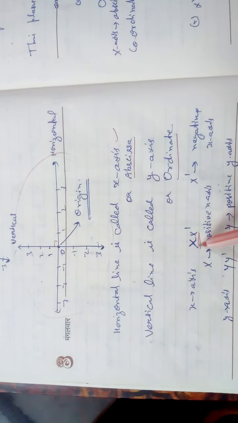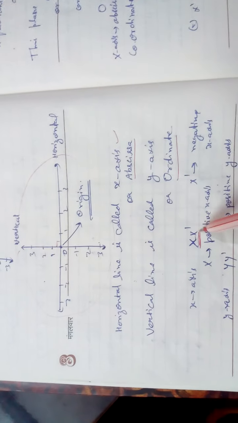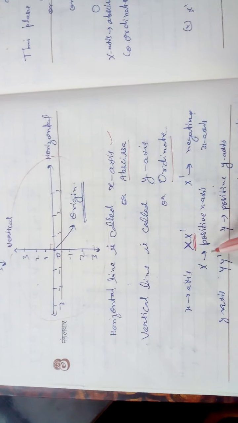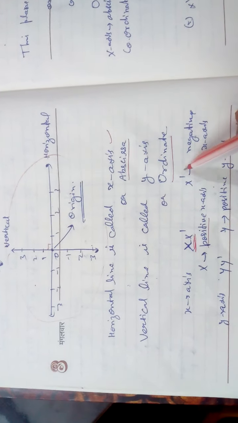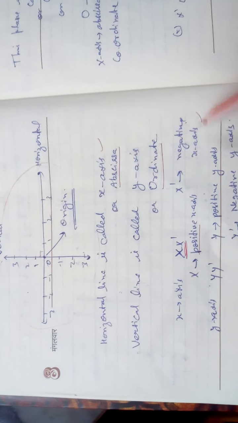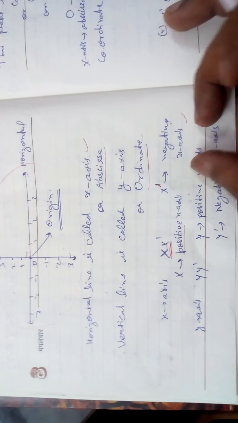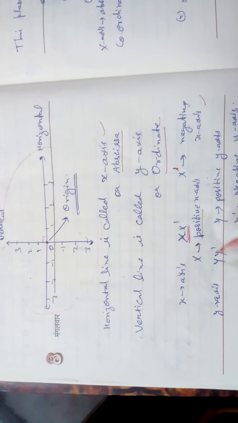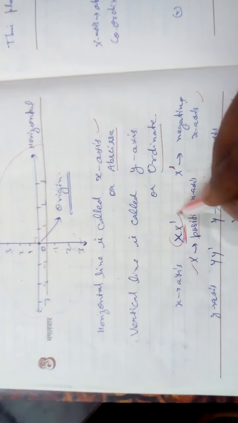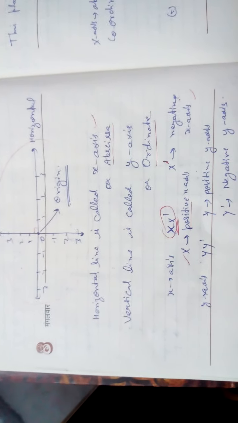The x-axis is written as x dash. X indicates the positive x-axis, x dash indicates the negative x-axis. X dash is the negative x-axis, x is the positive x-axis, and these are the names of the axis. The right side will be x, the left side is x dash.